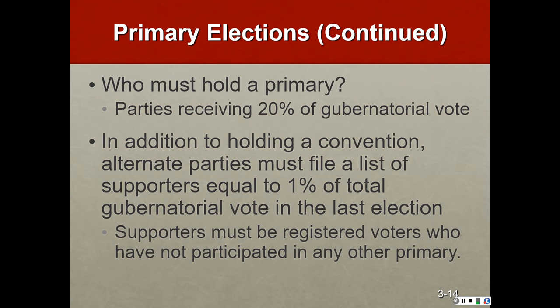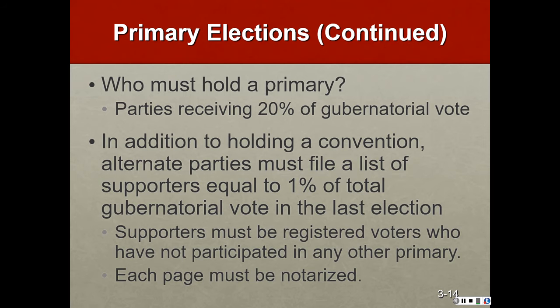Now, this is where it gets a tad bit harder. I said it's easy, but this is a little bit harder. The signatures, your supporters, must be registered voters who have not participated in any other primary. So while you may find people who want to support you, if they voted in the Democratic primary or the Republican primary, they cannot sign your petition. They cannot support you. Each page that is signed must be notarized, and they are saying they did not vote in a primary.